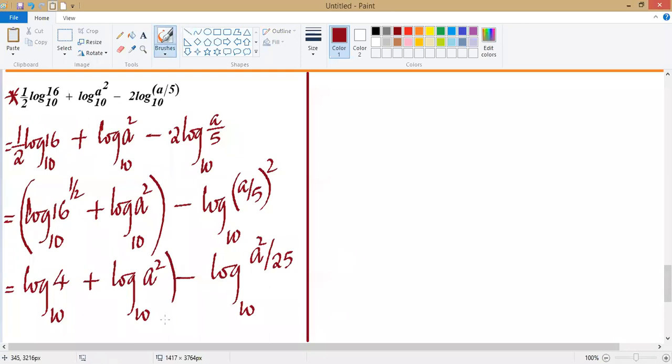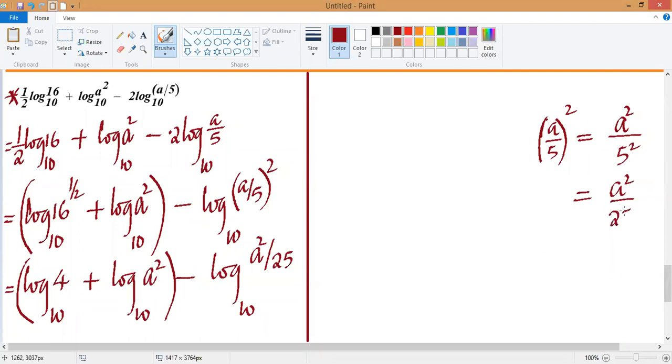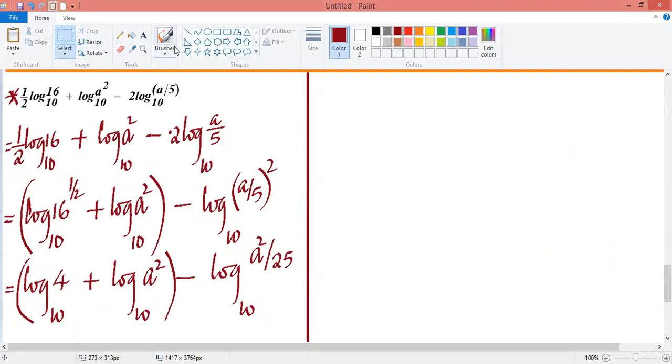Excuse me, teacher. I thought that when we have a 2 outside a bracket, it multiplies both a and 5. Yes, that's why in the denominator we have 25. That becomes a power of that quantity. Then it distributes on each term, a squared over 5 squared, which becomes a squared over 25. Okay, teacher. All right.